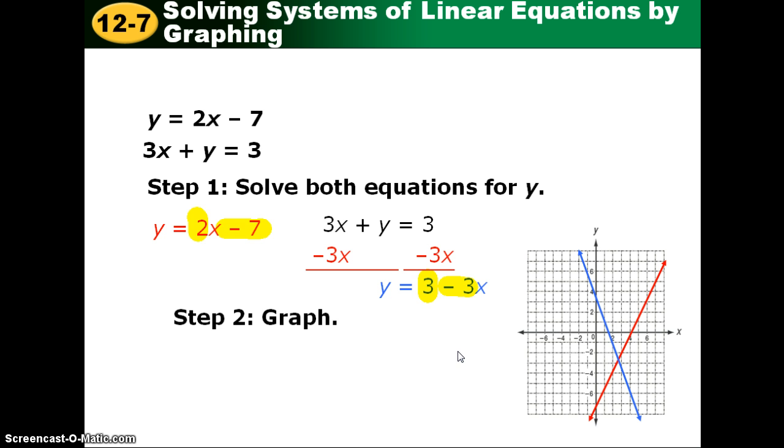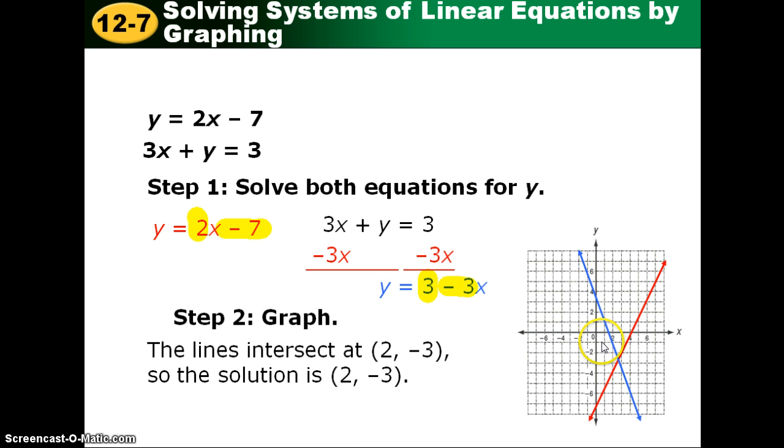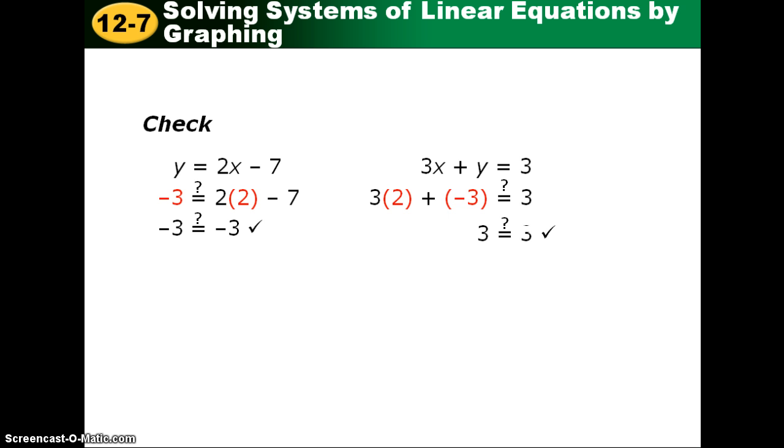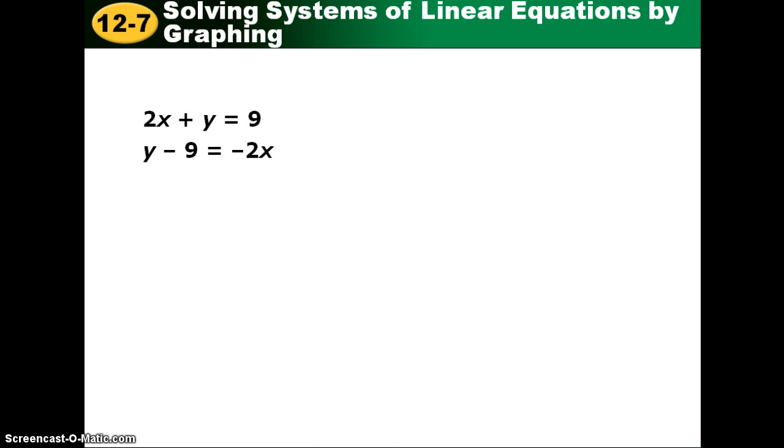Now we look for where they intersect. It's a little bit hard to tell on here because it's a little bit skewed, but it should be intersecting at (2, negative 3). If we want to check that, we plug it into one of the equations, make sure it works, plug it into the other equation, make sure it works. Let's try another one.